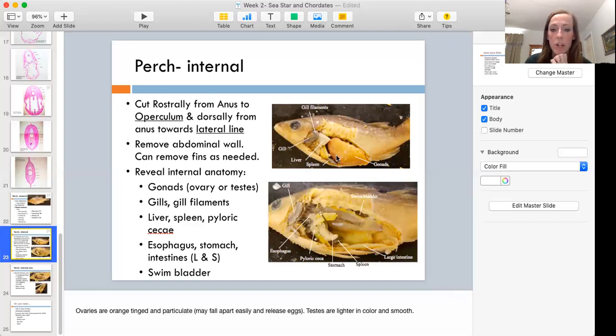All right, so that's taking up a large amount of the space in this region that you just exposed. You should also notice the gill with filaments, okay, which allow for oxygen to be extracted from the water for the perch. The liver should also be pretty apparent at this point.